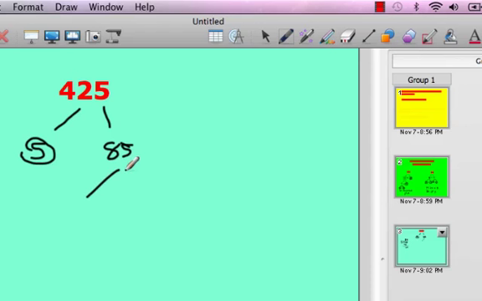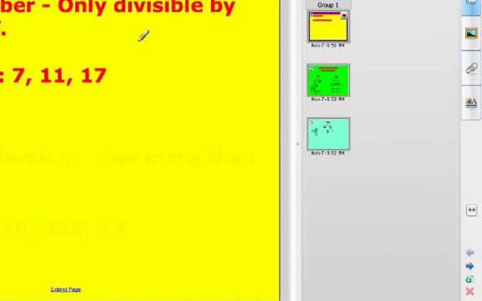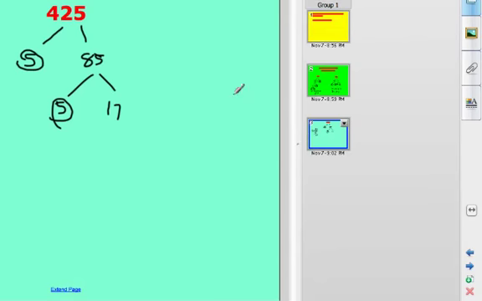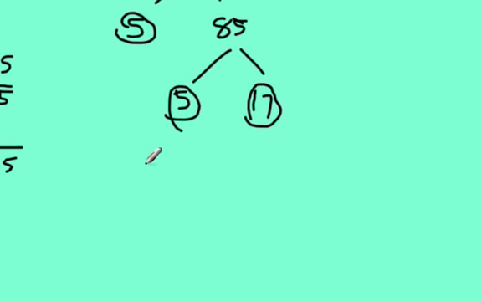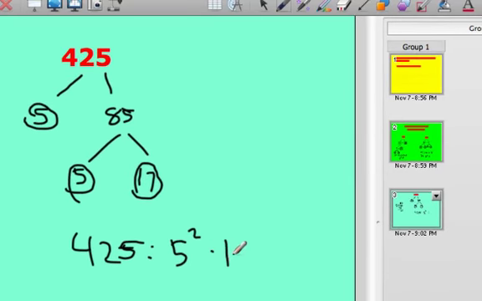If we break down 85 a little bit further, I know again it ends in 5, so I can bring another 5 down. And if you don't know what 85 divided by 5 is, you can again do it out. I know that it's 17, and I know, like we talked about at the beginning, that 17 is going to be a prime number. So I'm going to write my circle around that 17. So when I list 425 out, I know there's going to be two 5s there. So I'm going to put 5 to the second power times 17.